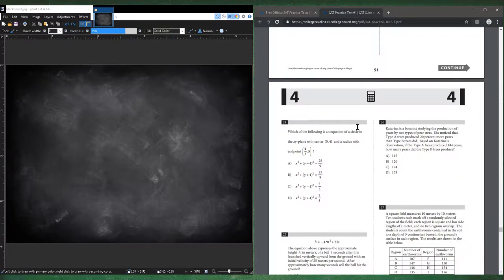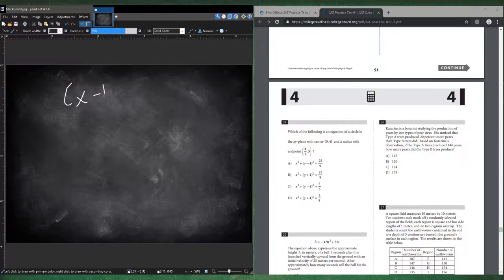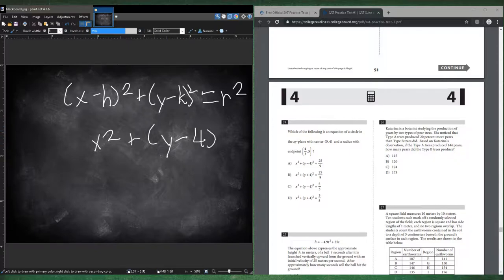24. Which of the following is the equation of the circle in the XY plane with center (0, 4) and radius, and points (4/3, 5)? So, for a circle, the standard form is (x minus h) squared plus (y minus k) squared is equal to radius squared, where h and k are the coordinates of the center. So the center is (0, 4). So it's x squared plus (y minus 4) squared.